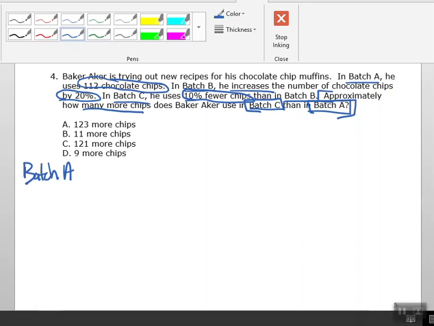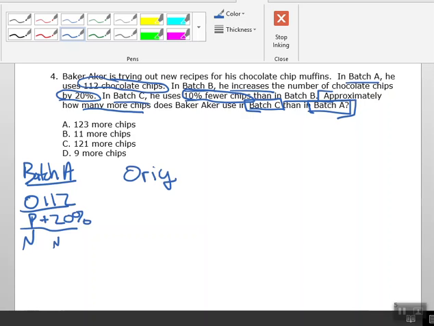Okay, so let me start down here with batch A. And my OPN for batch A is that I started with that 112 chocolate chips. My percent increase from batch A to batch B is going to be 20%. And then I'm looking for my new. So I'll write over here, original times percent is equal to new. My original is 112 times 1.2. That's for 120%. Okay, and so, oh, that's a 12. Sorry, it looks like a 7.